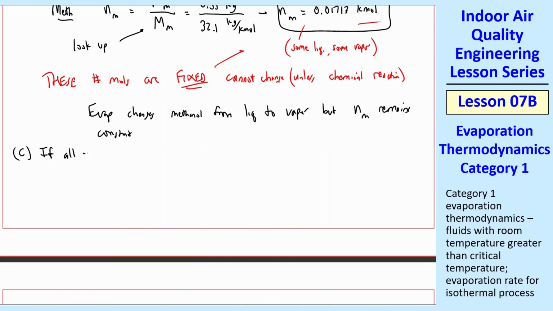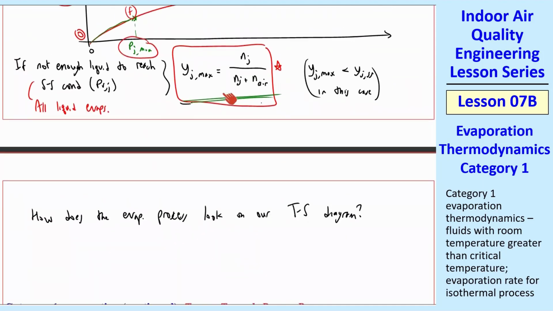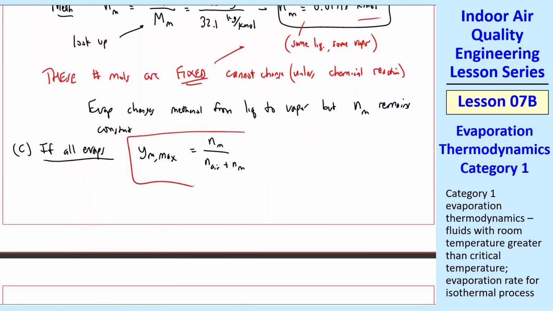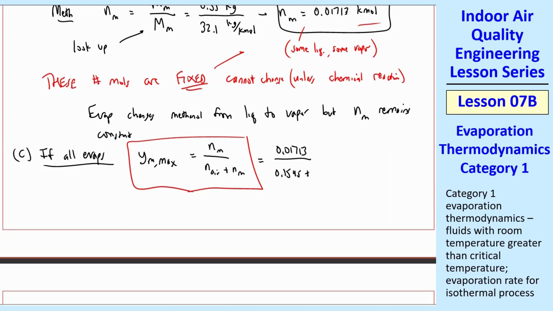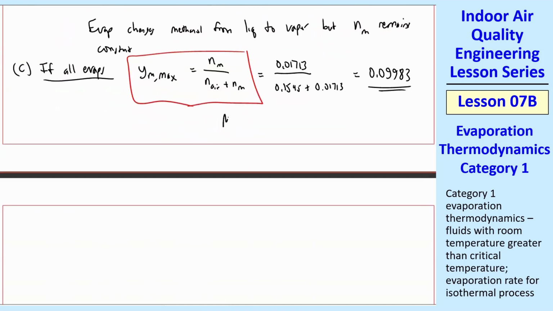So if it all evaporates, Ym max, the mole fraction of the methanol, maximum possible, is N methanol over N air plus Nm. That's just coming from this equation that I had given you up here. This is the maximum possible if all the liquid evaporates, and that would be this case if we don't have enough liquid. We can quickly calculate that because we just calculated Nm and N air. So you plug those values in. The units on top and bottom cancel, and this becomes 0.09983. Keep that in mind. This is the maximum possible mole fraction.